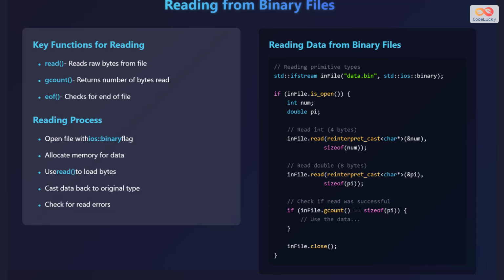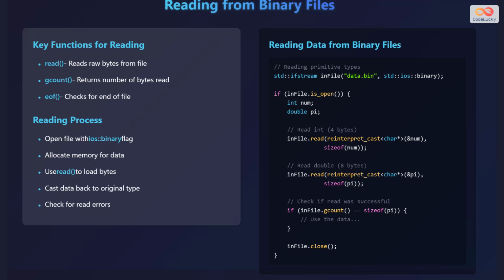The reading process involves several steps. First, open the file with the ios::binary flag. Then, allocate memory for the data that will be read. Use the read function to load bytes from the file. Cast the data back to its original type using reinterpret_cast. Finally, check for any read errors to ensure that the data has been read successfully.